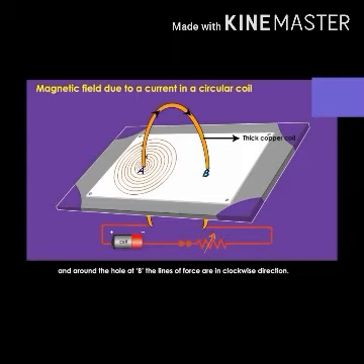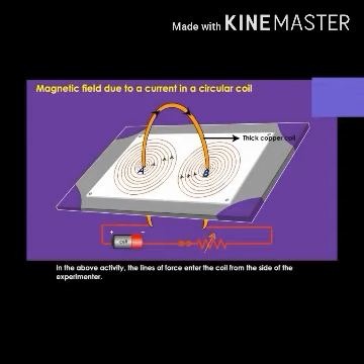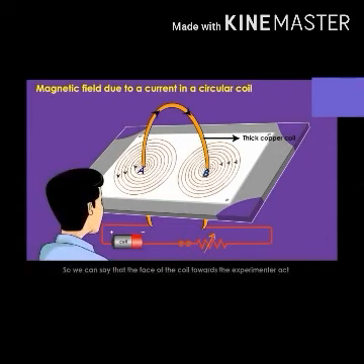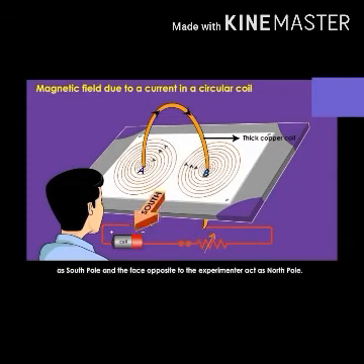In the above activity, the lines of force enter the coil from the side of the experimenter. So, we can say that the face of the coil towards the experimenter acts as south pole and the face opposite to the experimenter acts as north pole.